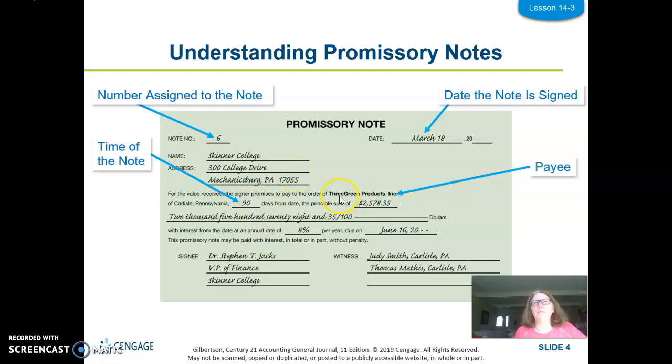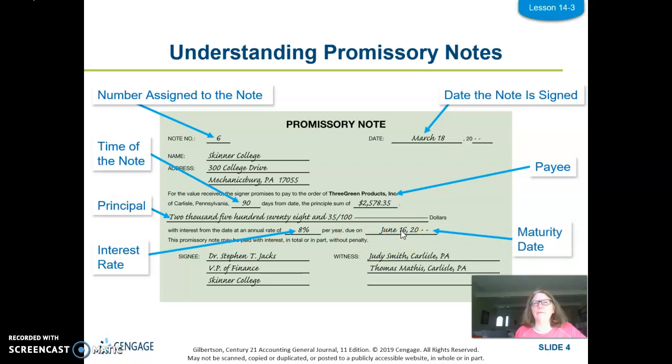The payee, that's who's going to receive the money, is 3 Green Products. The principal, the amount that we are letting them borrow, is $2,578.35. And the interest rate, the cost, so they have use of my funds, so I'm going to charge them 8% of the principal for having my funds and not paying me back yet. And then the maturity date is 90 days from this date on the note.